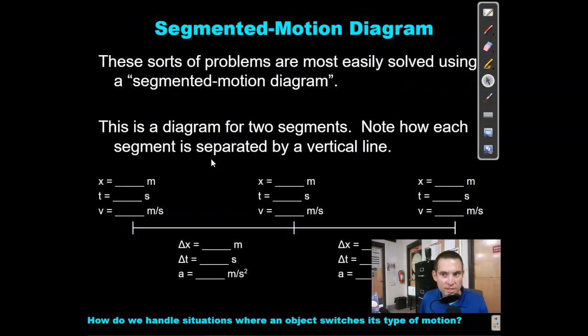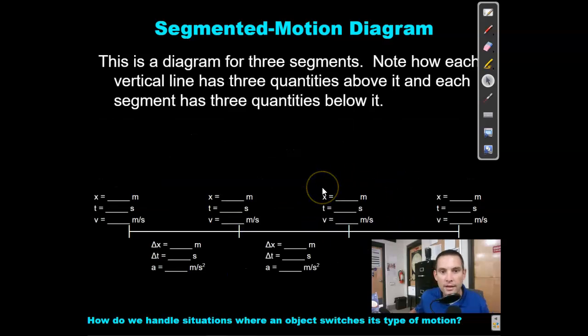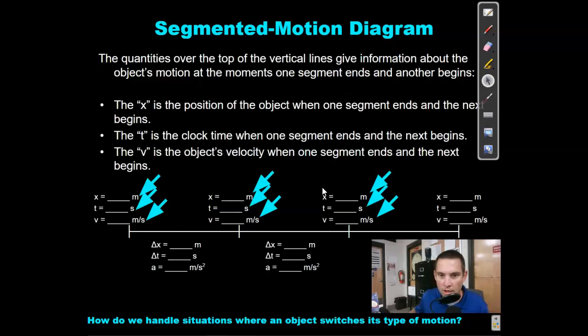These sorts of problems are most easily solved using a segmented motion diagram. This is a diagram for 2 segments. Note how each segment is separated by a vertical line. We have all the stuff that's happening in segment 1 here, and then our vertical line, and then segment 2 right here. This is a diagram for 3 segments. Note how each vertical line has 3 quantities above each, and each segment has 3 quantities below it.